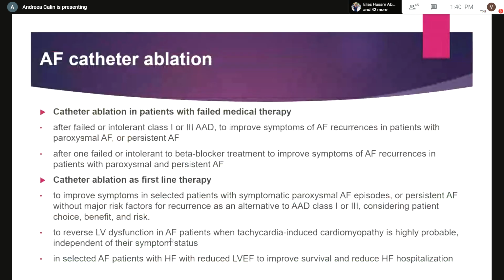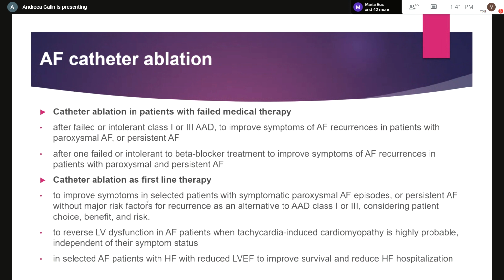So catheter ablation is indicated in patients with failed medical therapy, if they are intolerant to antiarrhythmic drugs, and to improve symptoms of AF recurrences in patients with paroxysmal atrial fibrillation or persistent atrial fibrillation, and after beta blocker treatment fails to improve symptoms of AF recurrences. In these patients we can choose catheter ablation.